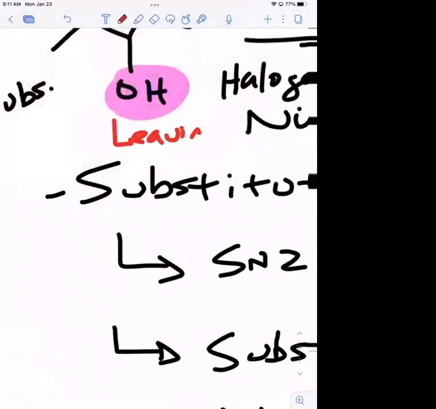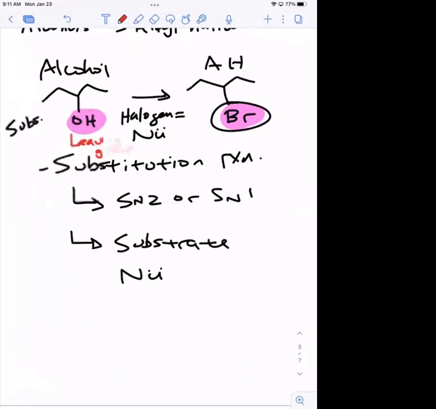Every substitution has these components. You have a substrate that contains the leaving group. You have a nucleophile that comes in and knocks out the leaving group. And it either happens via an SN2 or SN1 pathway. Right? All substitutions happen like this.